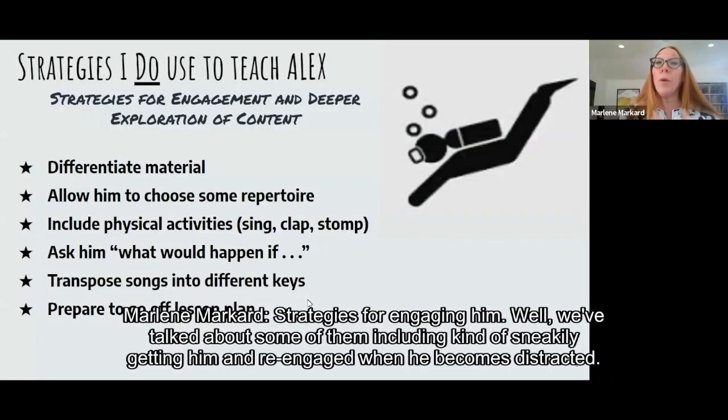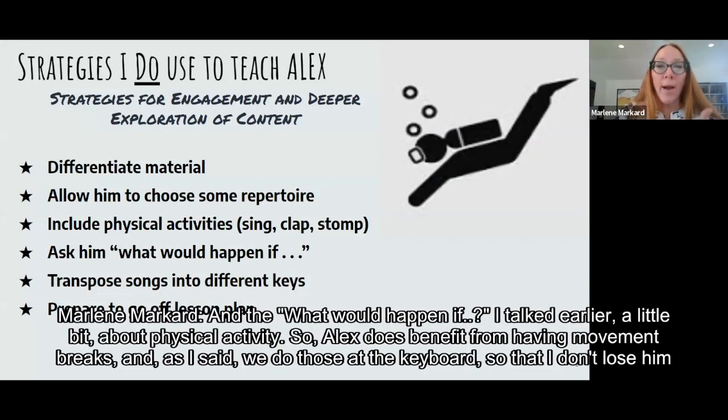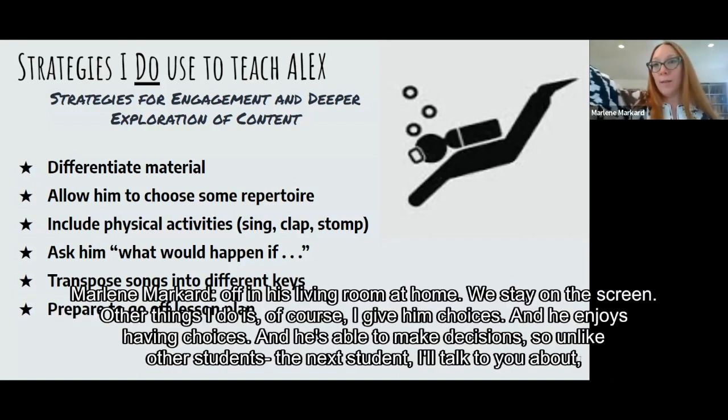Strategies for engaging him. Well, we've talked about some of them, including kind of sneakily getting him re-engaged when he becomes distracted. And what would happen if. I talked earlier a little bit about physical activity. So Alex does benefit from having movement breaks. And as I said, we do those at the keyboard so that I don't lose him off in his living room, at home. We stay on the screen.